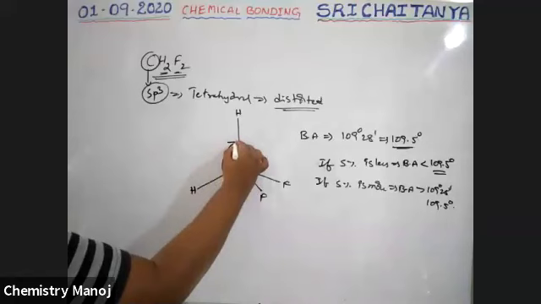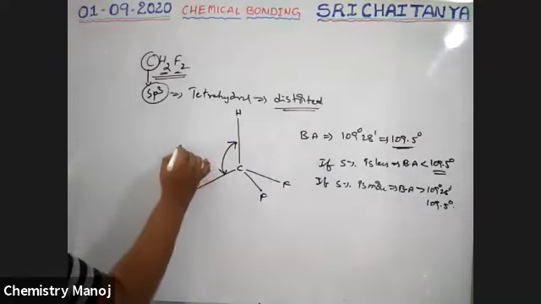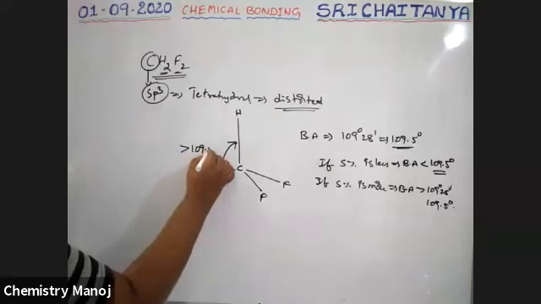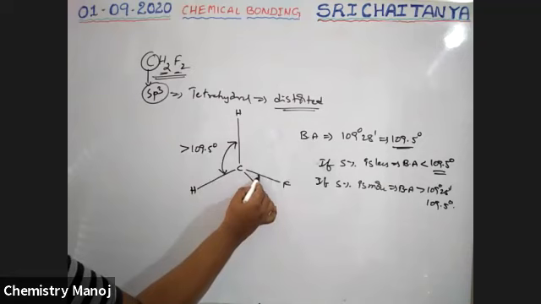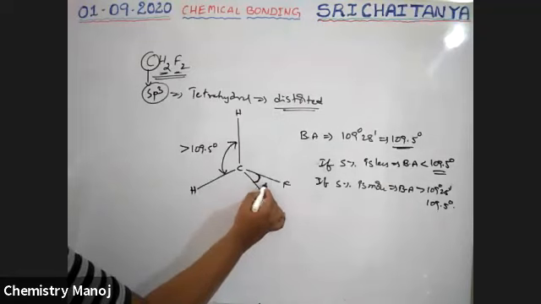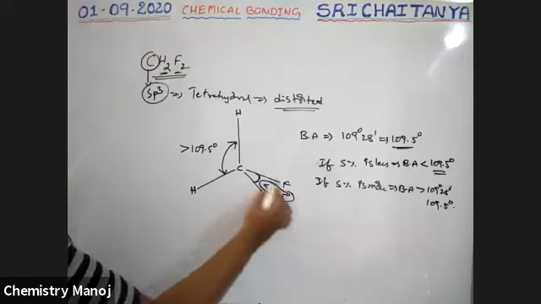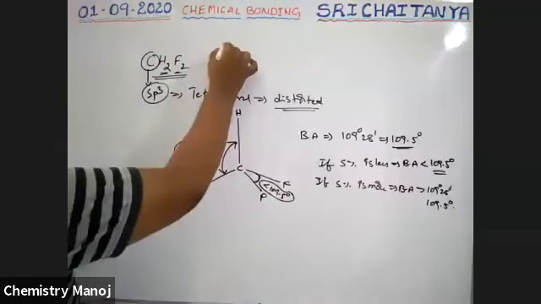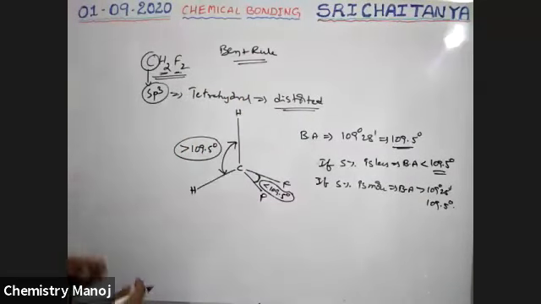Here we observe the HCH bond angle is greater than 109.5 degrees. So the FCF bond angle is less than 109.5 degrees. This is also explained on the basis of Bent's rule. So these are the applications of Bent's rule, and it is very, very important.